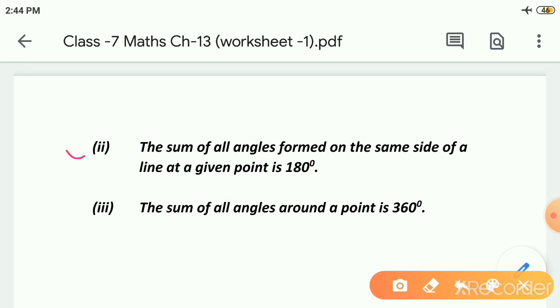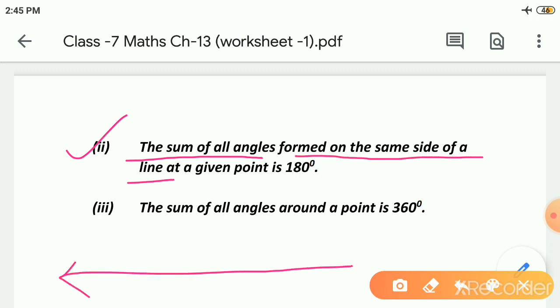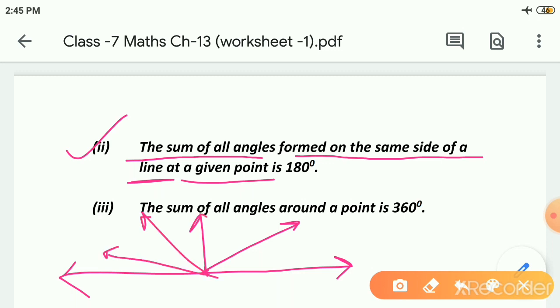Now the next is the sum of all angles formed on the same side of a line. So let me make a line. Now all the angles formed on a line at a given point. Suppose on this line I am taking this point. Now from this point I am making many angles, but on the same side, the upper side. I can make the lower side also, but on the same side. Now you can see so many angles are formed here. So the sum of all these angles will be 180 degrees.